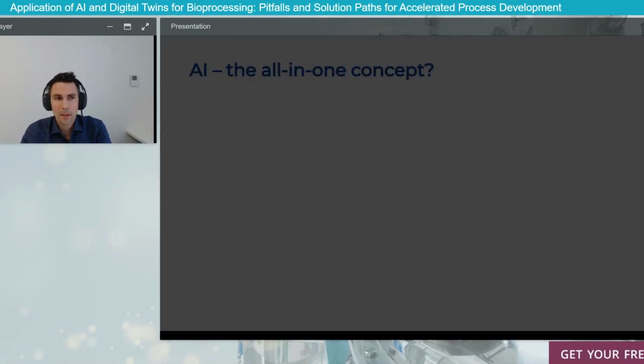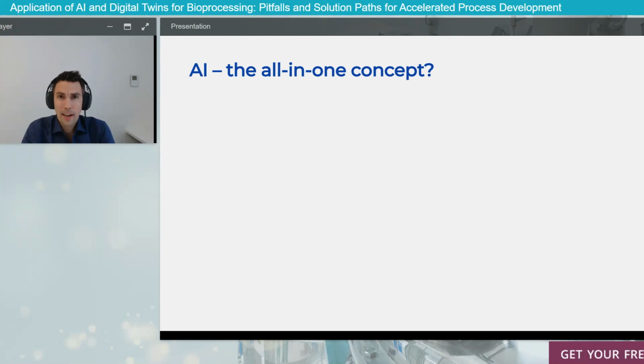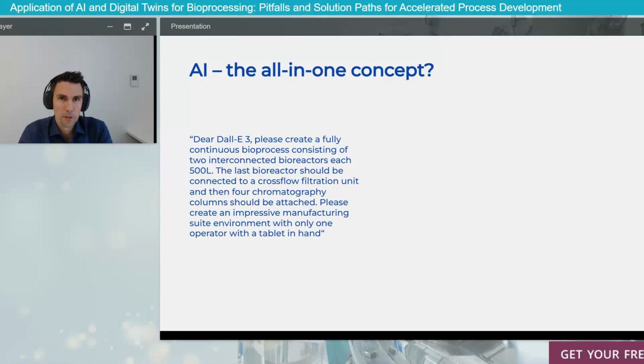However, when you think about that, the question is: is AI a one-hit wonder that will solve all of our problems? And to answer this question, maybe to be a little bit critical here, I asked one of the chatbots to create a bioprocess for me. So I was quite polite. I said, hey, please be so kind and create an image of a fully continuous bioprocess that consists of 2 bioreactors, each 500 liter, connected to a filtration unit, and then to 4 consecutive chromatography columns.